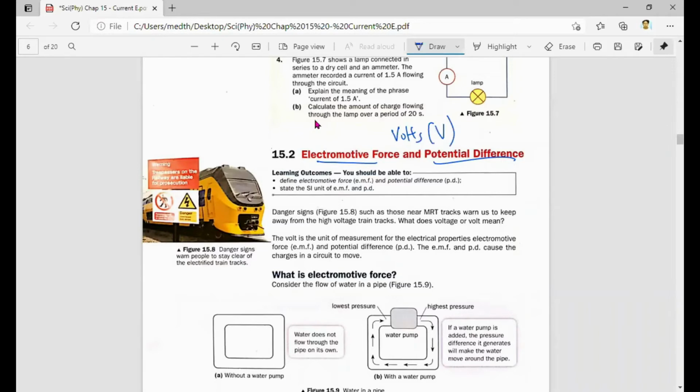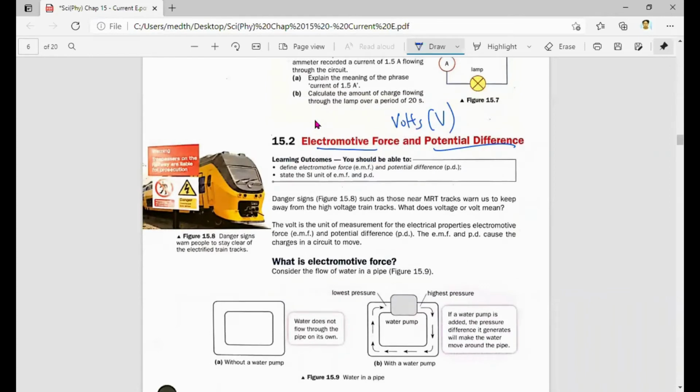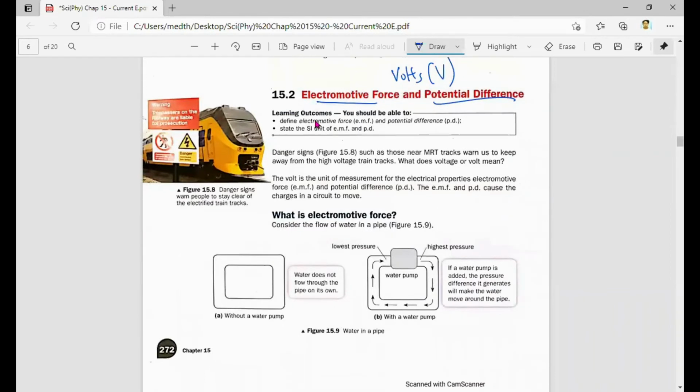Before we go into EMF and potential difference, let's go into some of the key basic ideas first. Now, volt is the measure of the electrical properties of EMF and potential difference. So volt is a measurement for EMF, and volt is a measurement for potential difference. Now, what do EMF and potential difference do? They cause the charge in the circuit to flow, cause it to move.